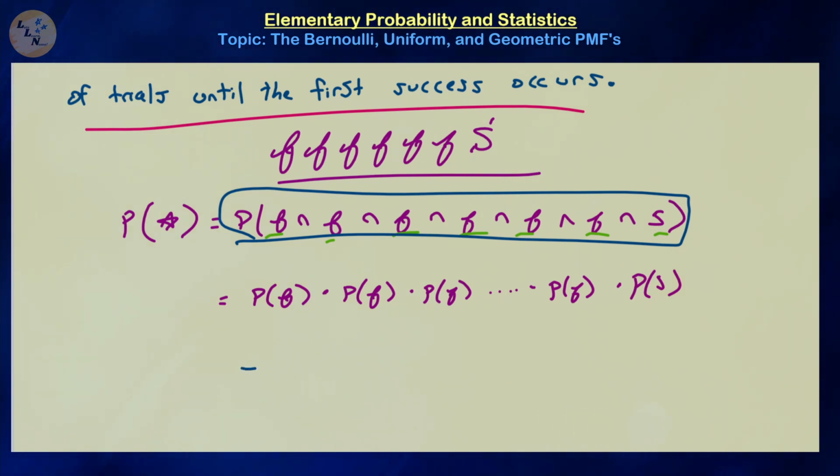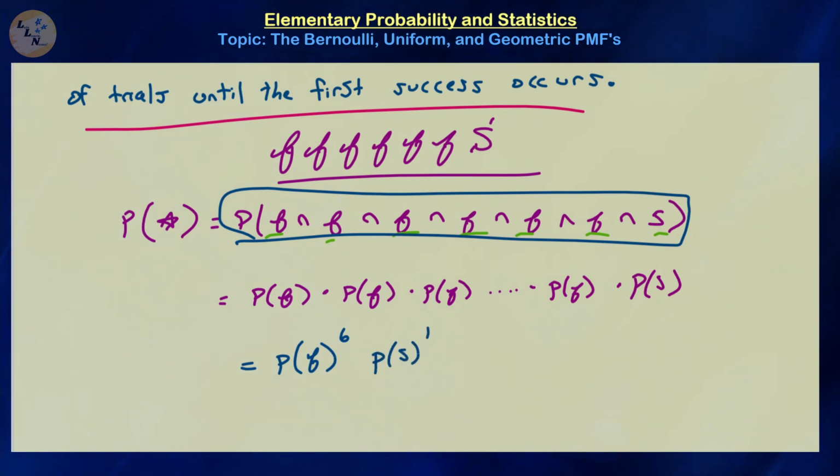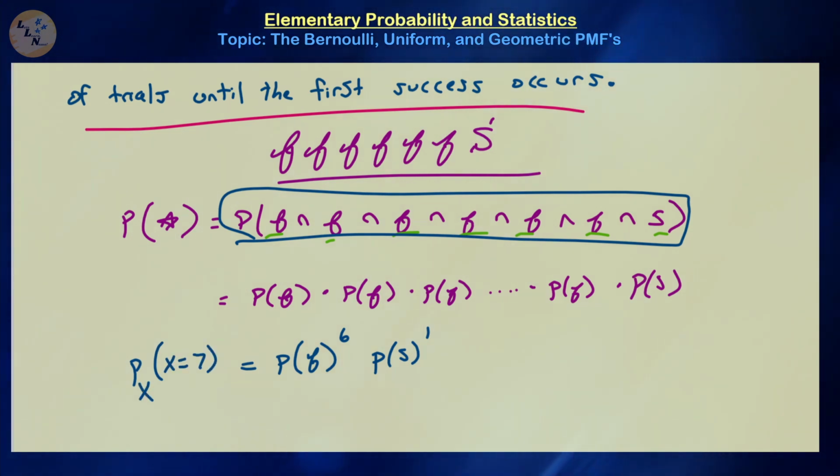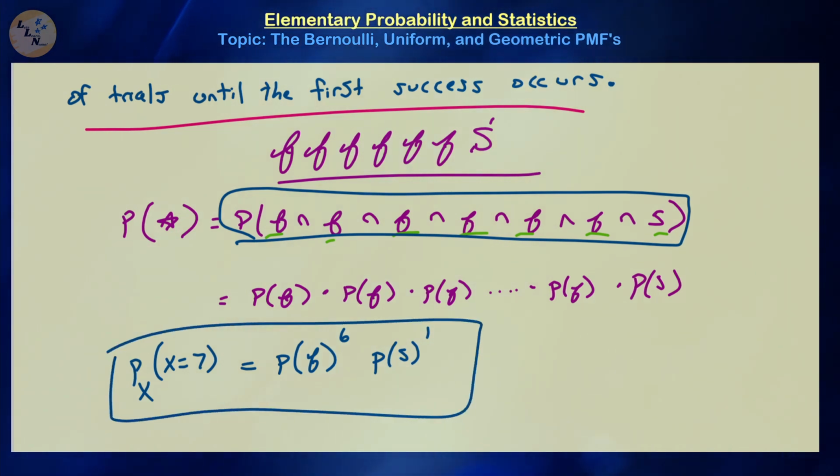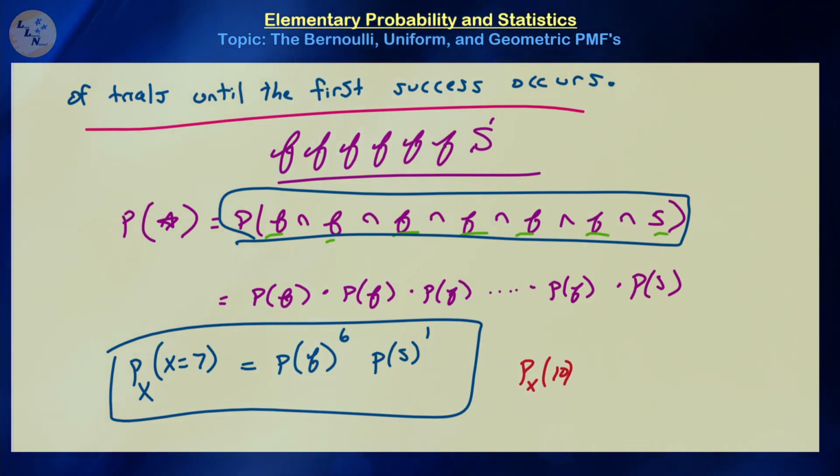So as you already see, this is going to be equal to the probability of failure to the power of 6 times the probability of success to the power of 1, and that is the probability that we get an x value of 7, right? Where x represents the number of trials until we get our first success. So if we're interested in the probability that x is equal to 10, that means we're going to have 9 failures followed by a particular success at the very end, right?